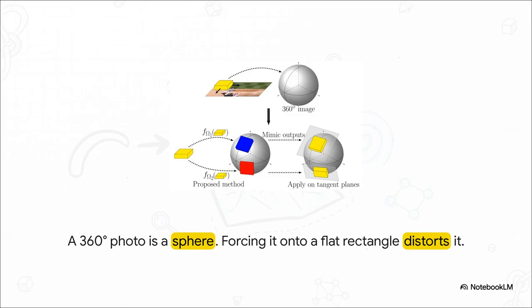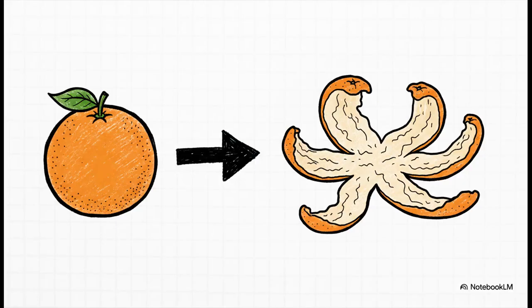But to feed that into a standard AI, we have to do something kind of violent to it. We have to unwrap it and force it flat into a rectangle. And this is where you see the problem, plain as day. You get these massive, bizarre distortions, especially at the poles, the top and bottom. What the AI is seeing isn't reality, it's a stretched, warped mess. And that right there, that's the fundamental challenge.